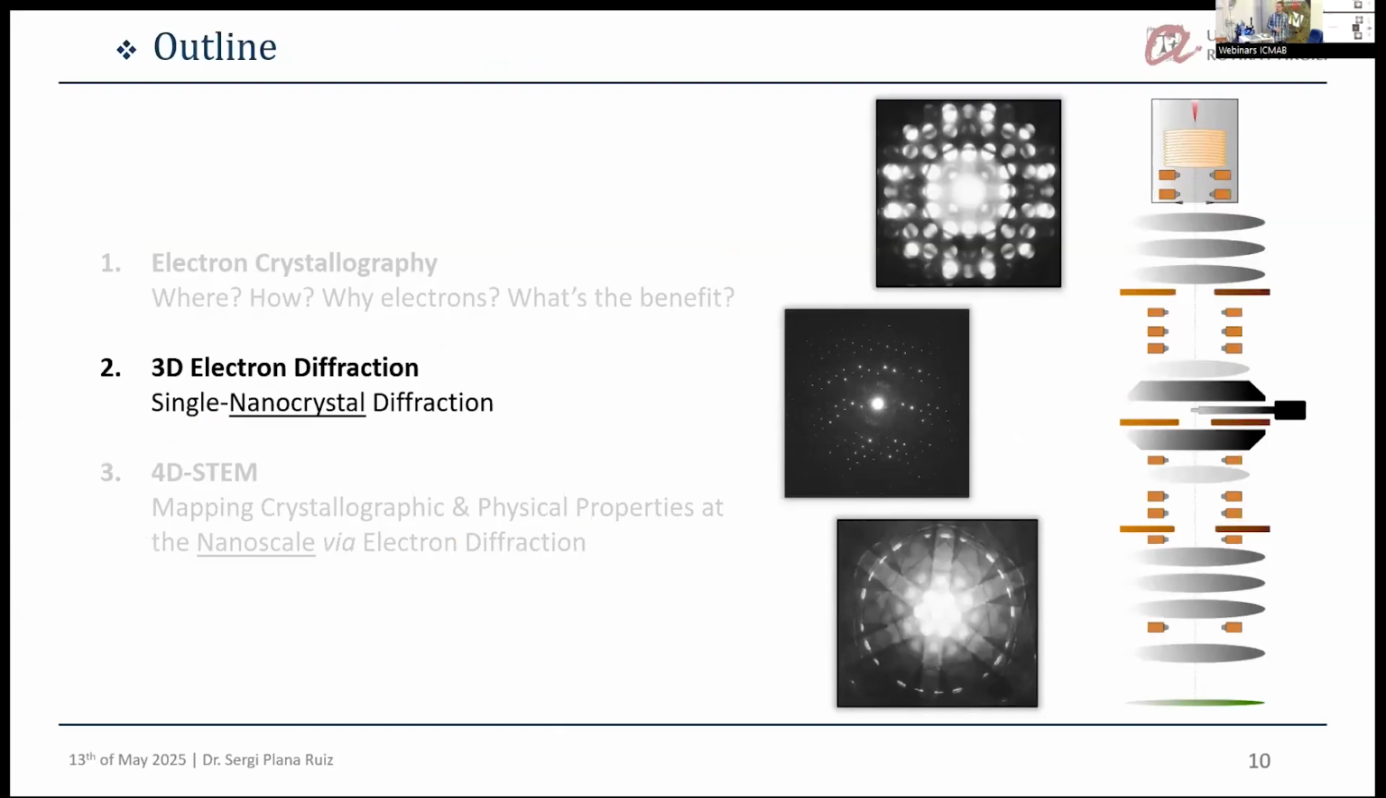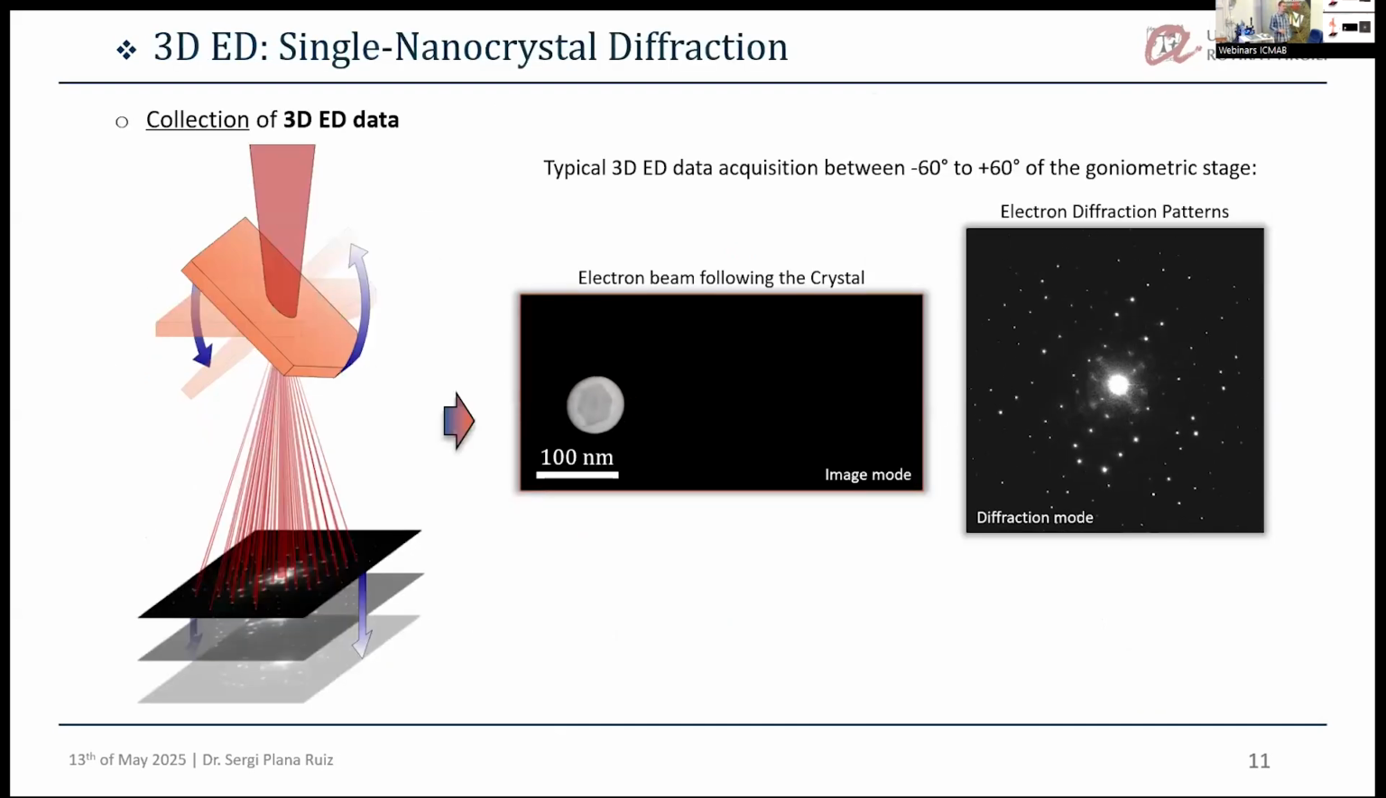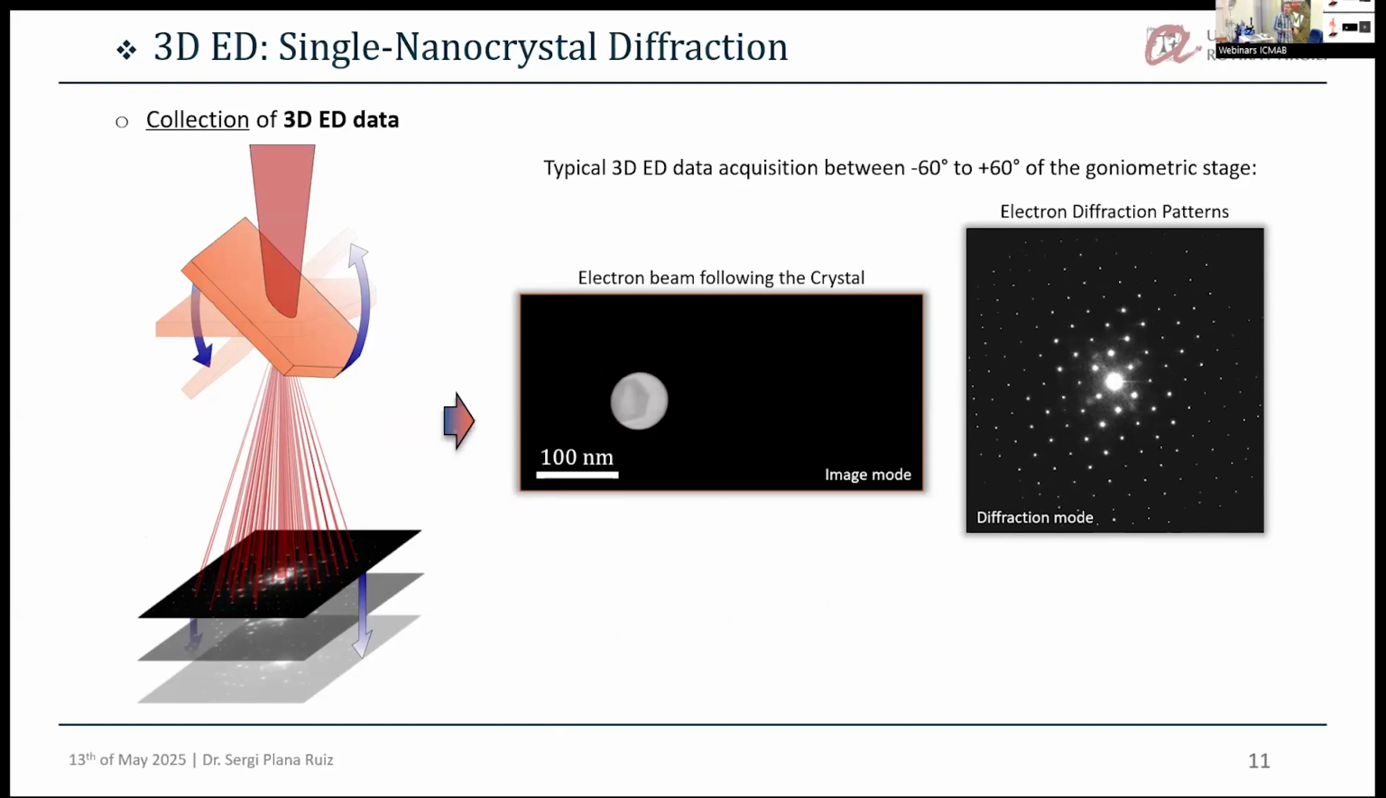Great. So with this, we're going to start with the precession 3D electron diffraction technique. What is it? How do we collect data? This is very, very similar to what single crystal electron diffraction does. We are just sending a beam to our crystal. We tilt our crystal, and in each tilt, we acquire a diffraction pattern.